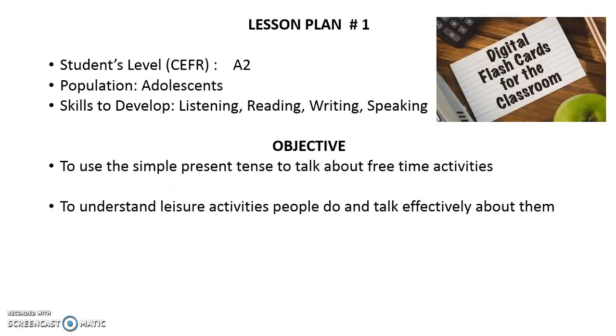Lesson plan number one takes into account students of level A2, the population being adolescents, and the skills to develop are listening, reading, writing, and speaking. There are two main objectives. One of them is to use the simple present tense to talk about free time activities, and to understand leisure activities people do and talk effectively about them.